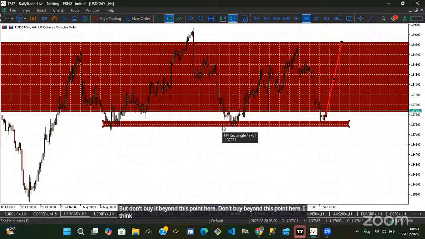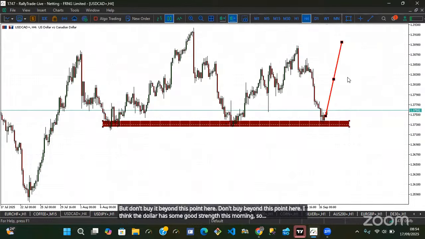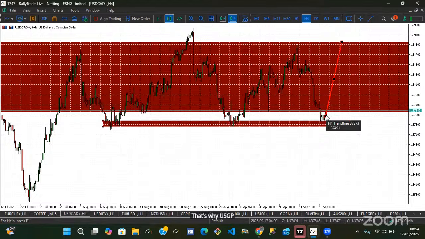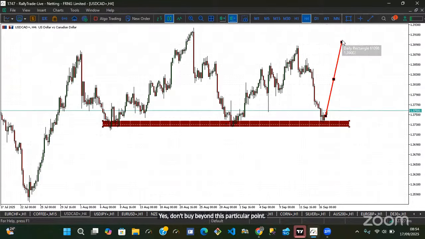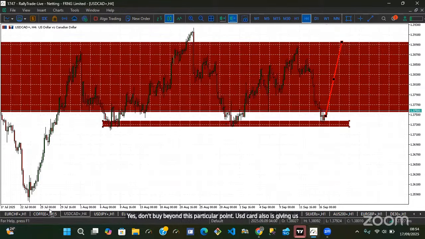I think the dollar has some good strength this morning. That's why USDJPY can be going to the upside. But don't buy beyond this particular point. USDCAD also is giving us some bullish momentum.